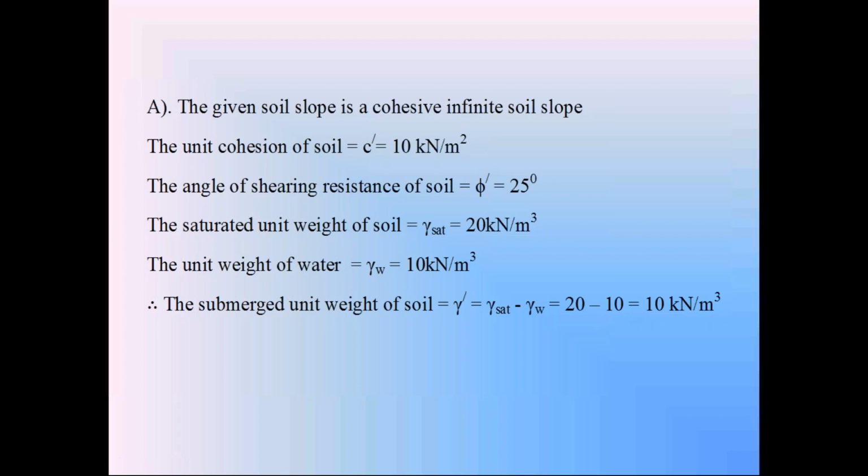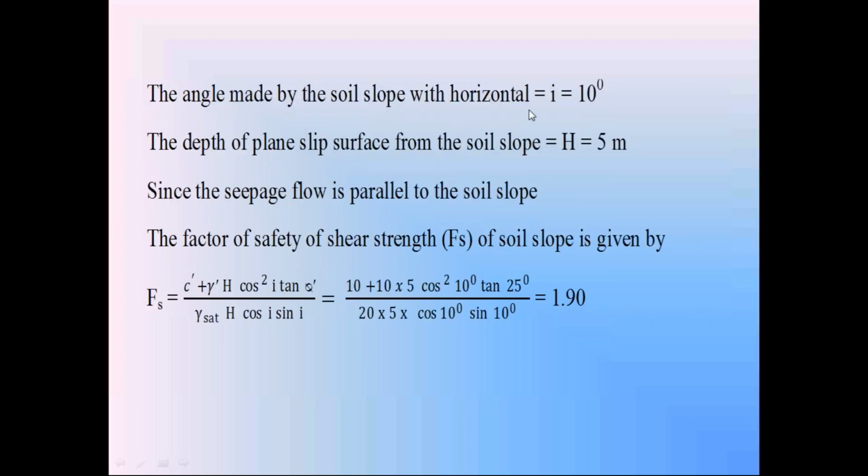Then the next step: the angle made by the soil slope with the horizontal, i, is 10 degrees. Then the depth of the failure surface from the soil slope, H, is 5 meters. Since the problem mentions that the soil slope is in seepage flow condition, the factor of safety is given by Fs equal to this formula. This is the factor of safety for an infinite cohesive soil slope in the seepage flow condition.